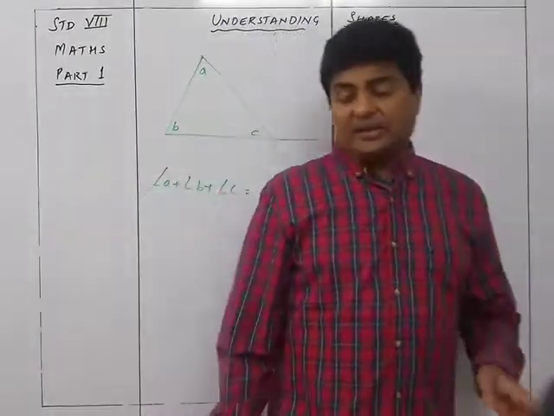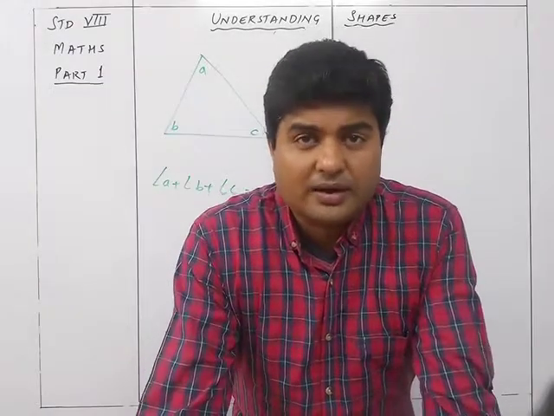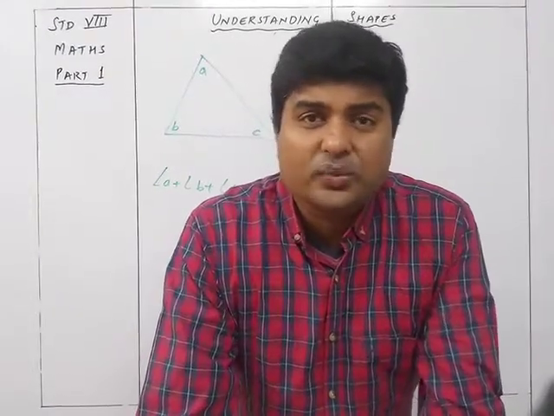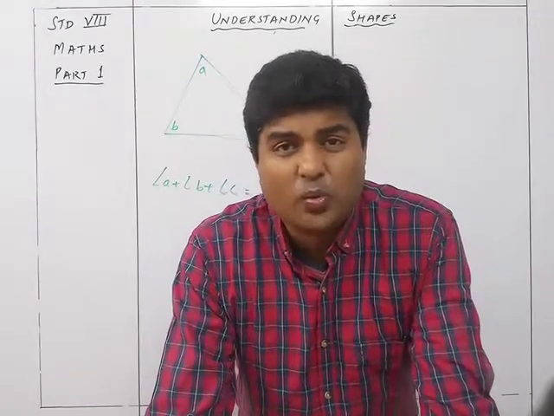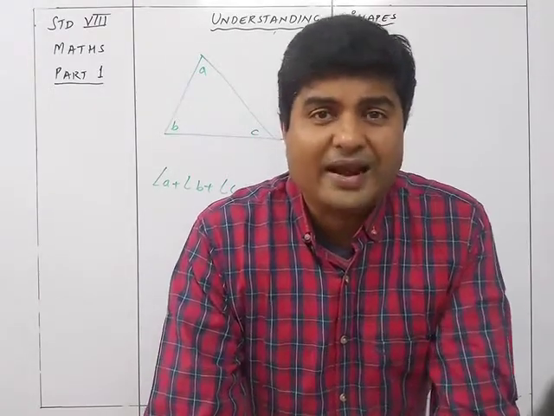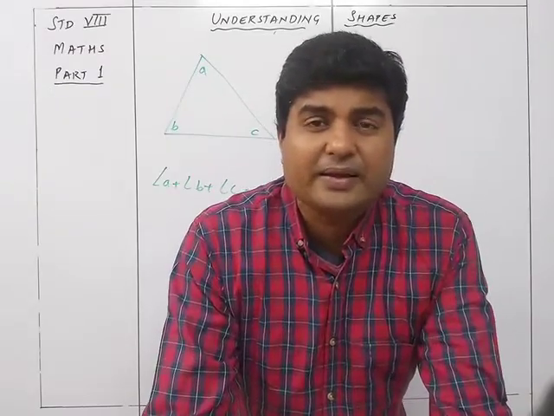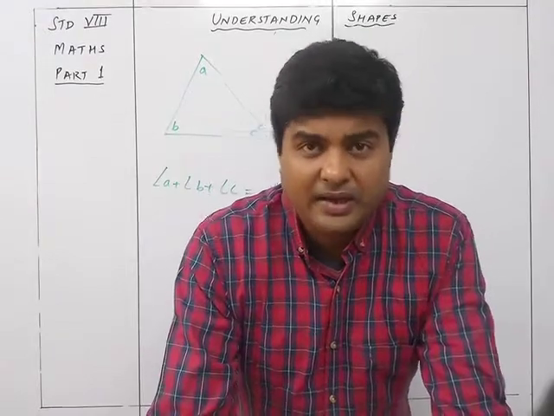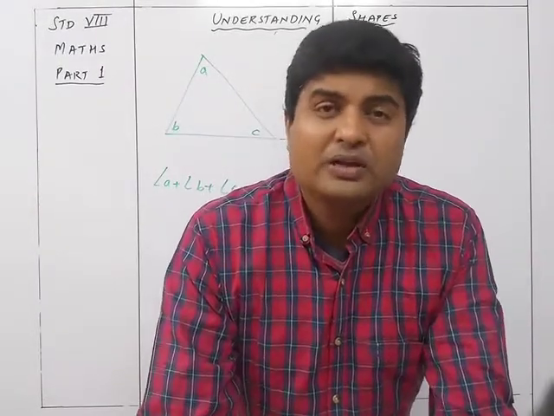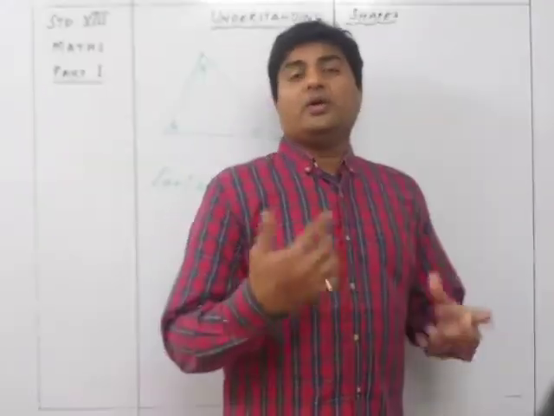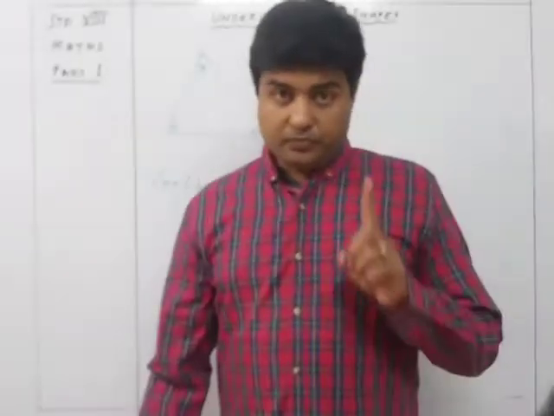Why would we require this in case of quadrilaterals? Because for all quadrilaterals, when you draw a diagonal, it forms two triangles. So we may require finding the angles of the triangle, and because it is forming two triangles, each with the sum of angles 180, 180 plus 180 is 360. That's why the sum of the angles of a quadrilateral is 360 degrees. So you can easily make this out. So that is the first point.